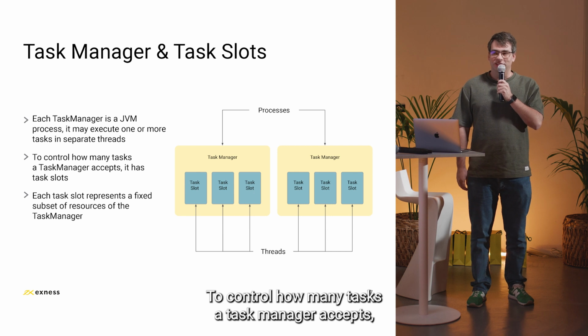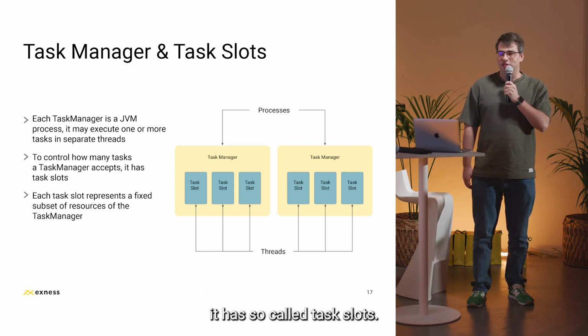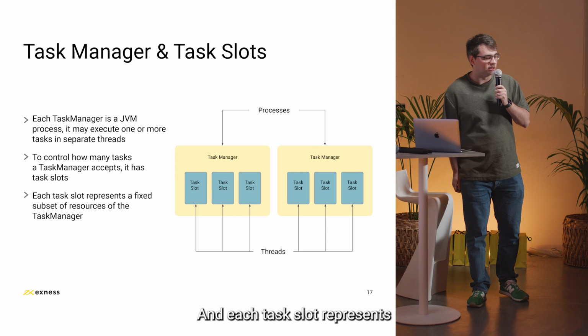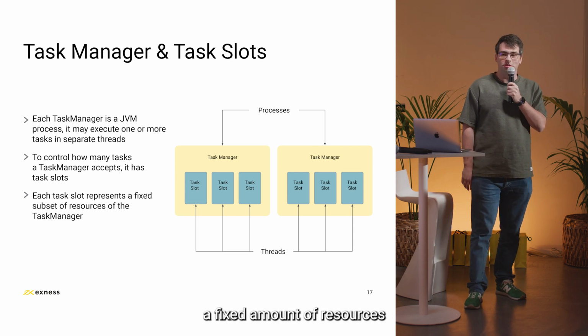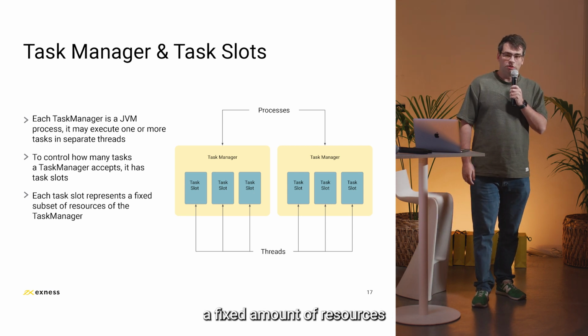To control how many tasks a task manager accepts, it has so-called task slots. And each task slot represents a fixed amount of resources on that task manager.